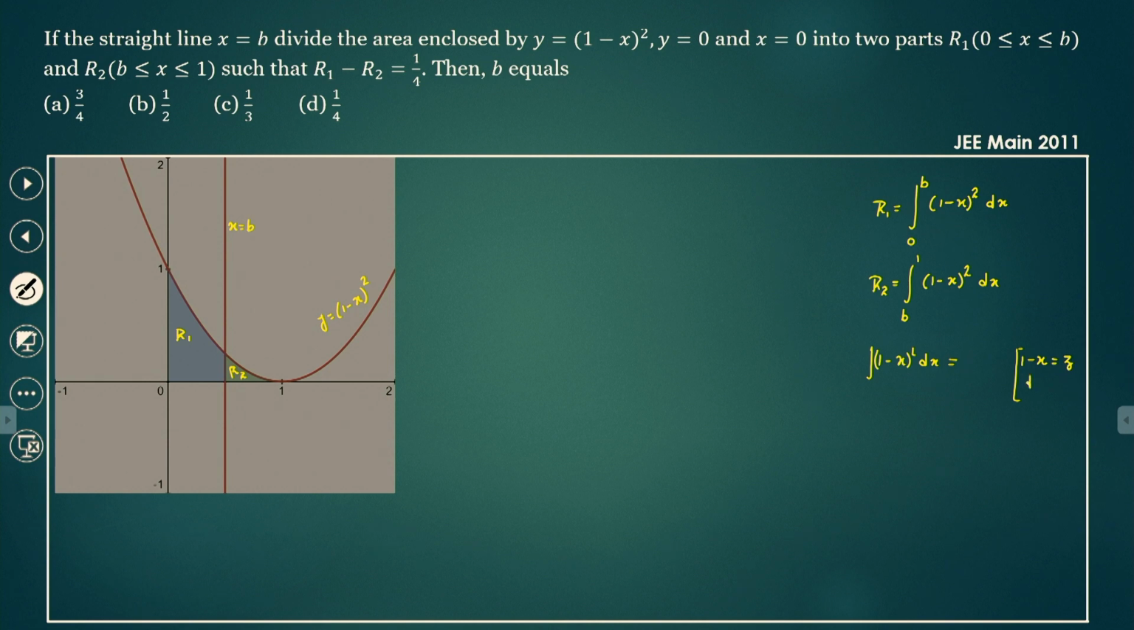So that implies that dx is equal to minus dz. Therefore, if we substitute, we'll get 1 minus x whole square, that means z square, and dx will be dz with a minus sign. So therefore, we'll get minus 1 by 3 z cube. That means it's minus 1 by 3, 1 minus x whole cube. So that's the integration we already performed.